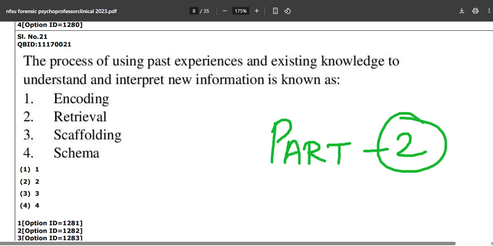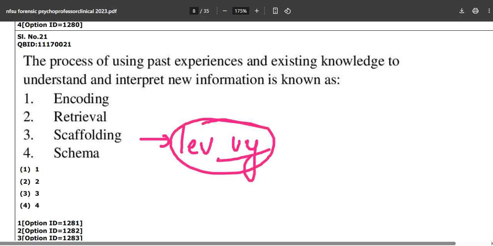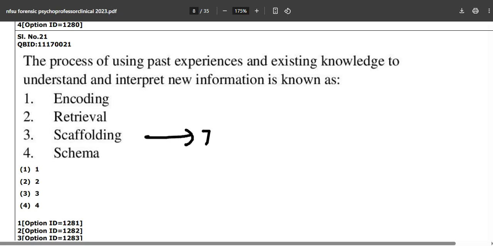Right now we are starting from this question, and this is part number second. The process of using past experiences and existing knowledge to understand and interpret new information is known as what? Is it encoding, retrieval, scaffolding or schema? Scaffolding is the thing we use when we study Lev Vygotsky. With Lev Vygotsky coming into the picture, what is his theory?